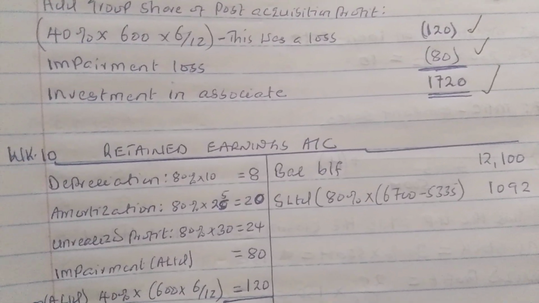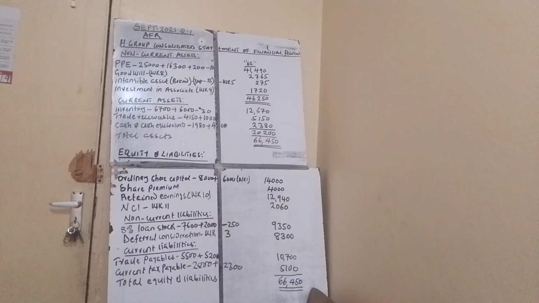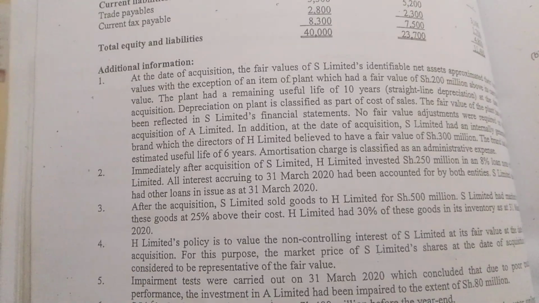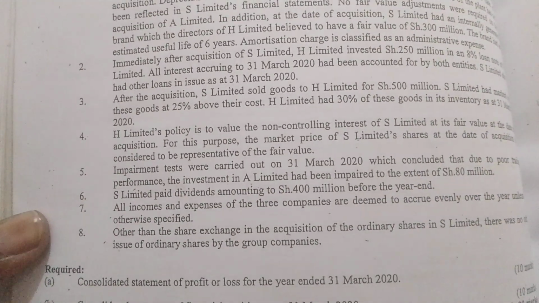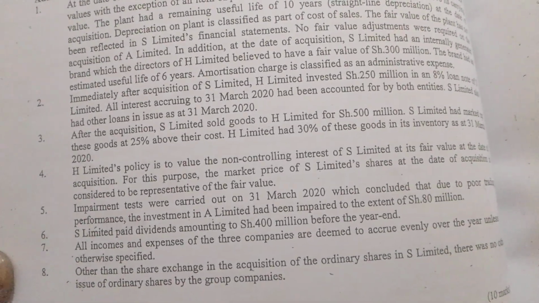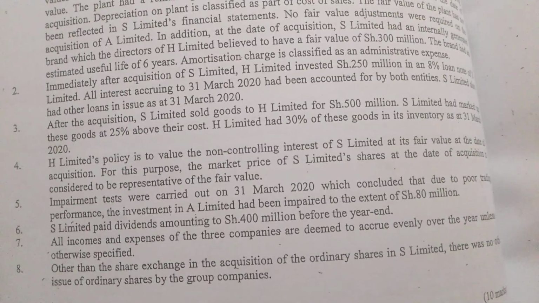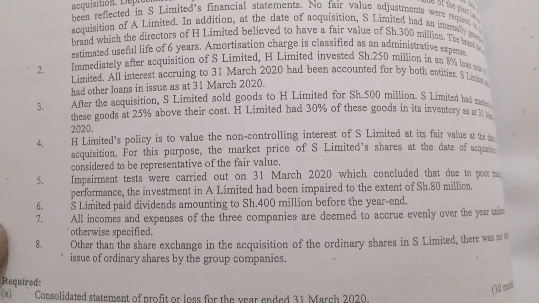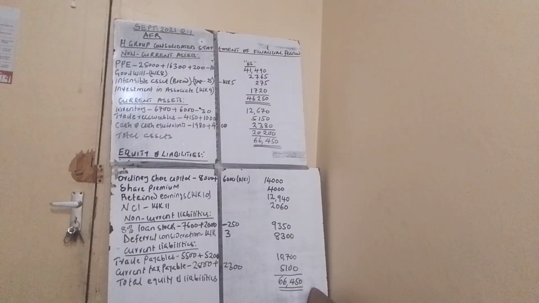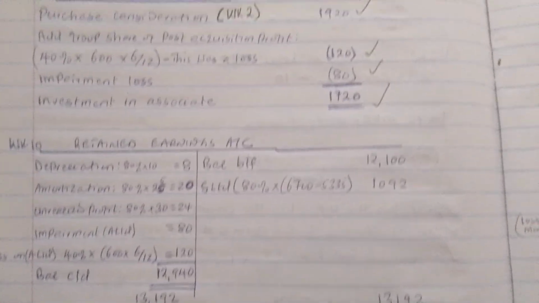Then there was impairment loss of 80. So loss of 80, we have been told somewhere. Number 5, you can read number 5. Impairment tests were carried out on 1st March 2020, which concluded that due to poor trading performance, the investment in A Limited had been impaired to the extent of shillings 80 million. So we are deducting the 80 million. So the investment in associate is 1720.